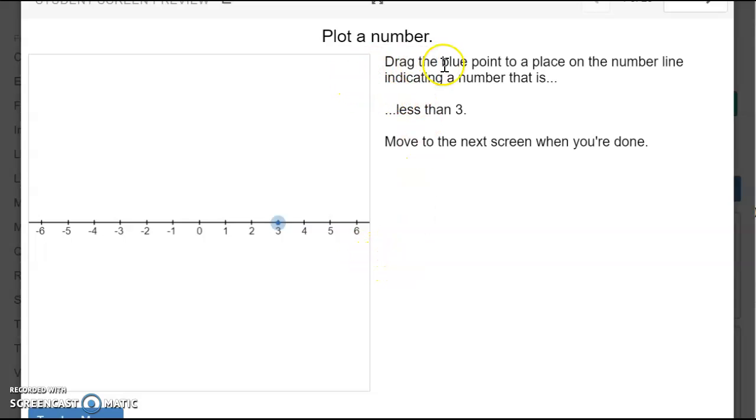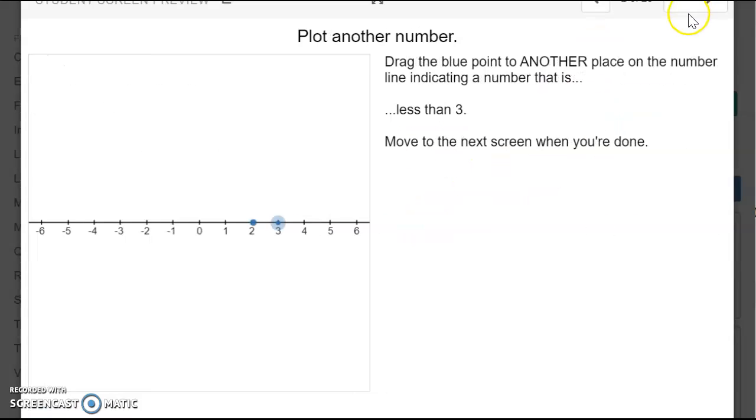Plot the number. Drag the blue dot to a place on the number line indicating a number that is less than 3. What does less than mean? It means something that is smaller than. So I'm looking for a number that is smaller than 3. I can think of 2. Maybe 2 would work. Then you move to the next screen.